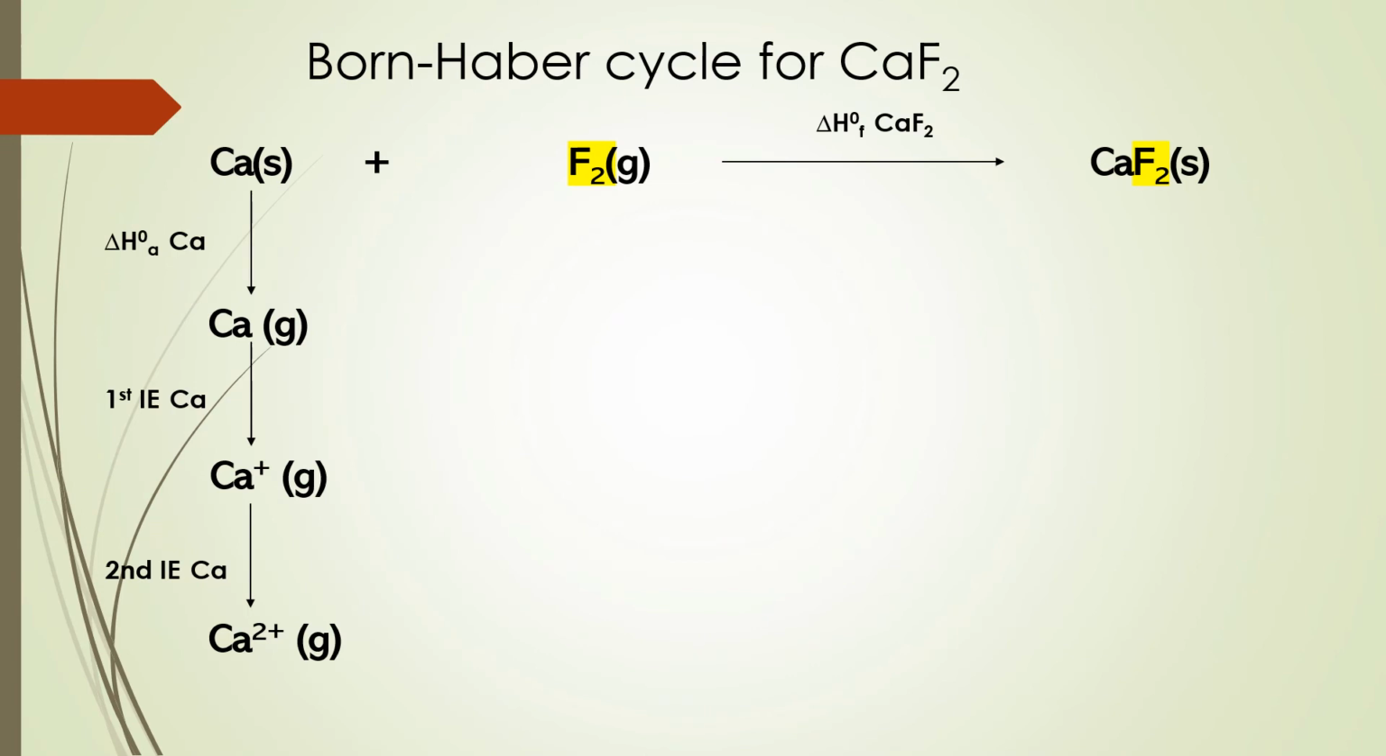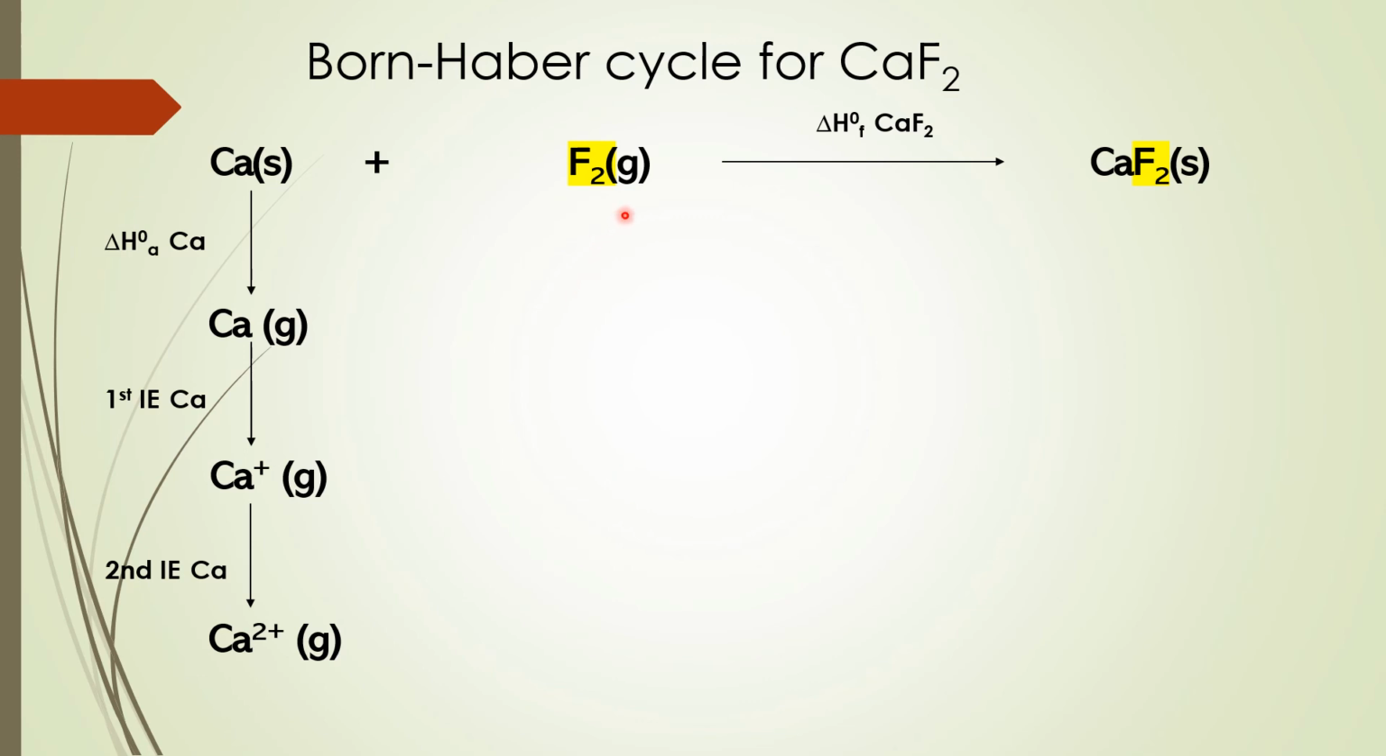Let's study the Born-Haber cycle for calcium fluoride. At the top, we write the thermochemical equation for enthalpy of formation of calcium fluoride solid. We work from the most left, calcium metal. By applying the hint I gave in the previous example, we will ionize calcium until it forms calcium 2+ gas. Then, we will ionize fluorine.